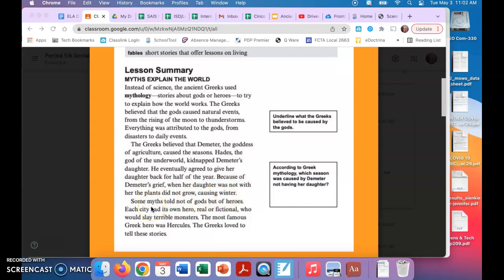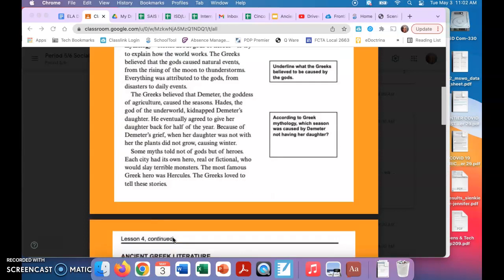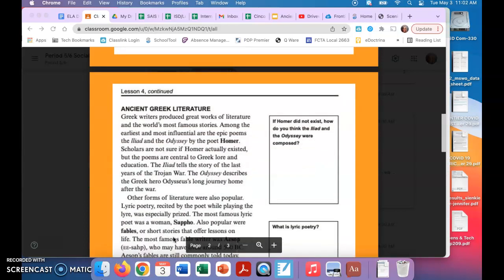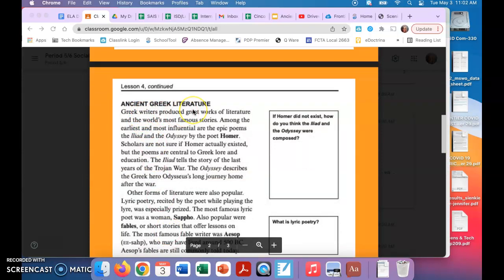Some myths told not of gods, but of heroes. Each city had its own hero, real or fictional, who would slay terrible monsters. The most famous Greek hero was Hercules. The Greeks loved to tell these stories. On the next page, ancient Greek literature.